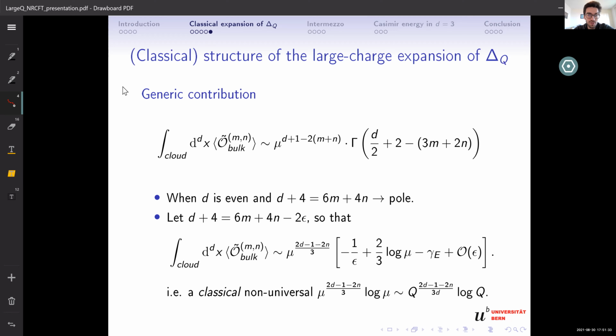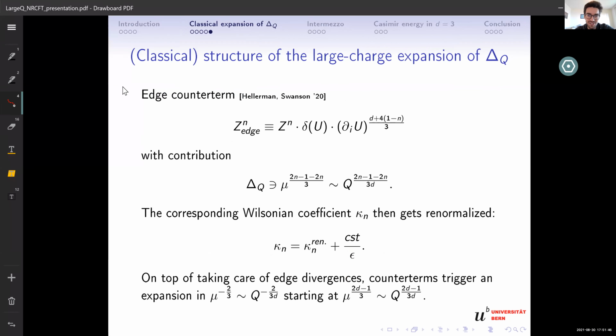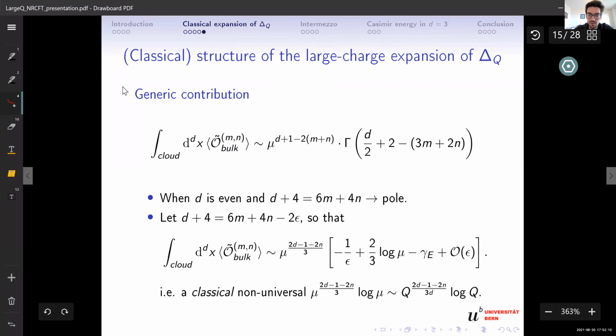And something very important to deal with now is this 1 over epsilon, right? Because you have to get rid of this pole somehow. And it was clarified last year by Simeon and, well, Hellerman and Swanson, I should say, how to treat this divergence. And they proposed the following construction. Wherever the particle density vanishes, you place counterterms that will basically serve to renormalize this divergence here.